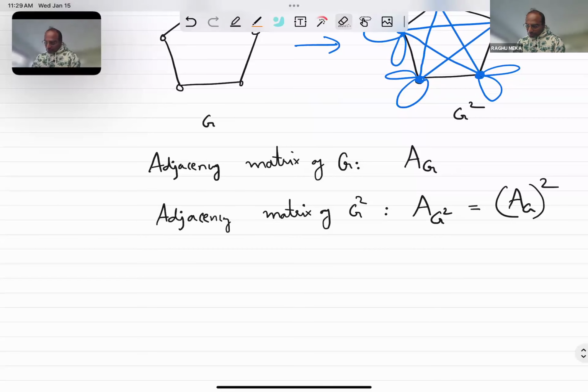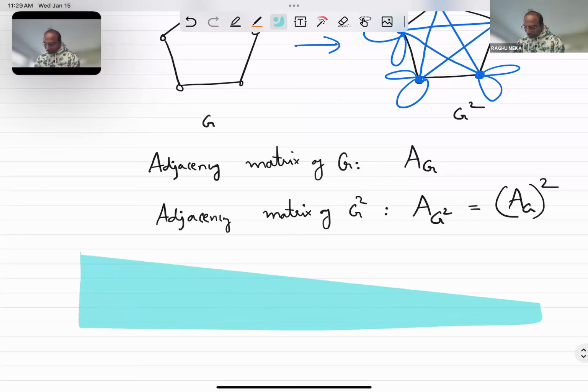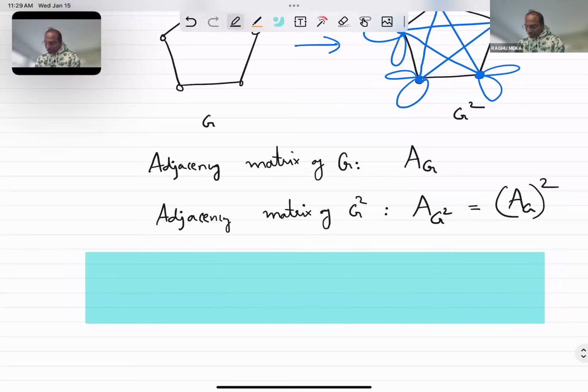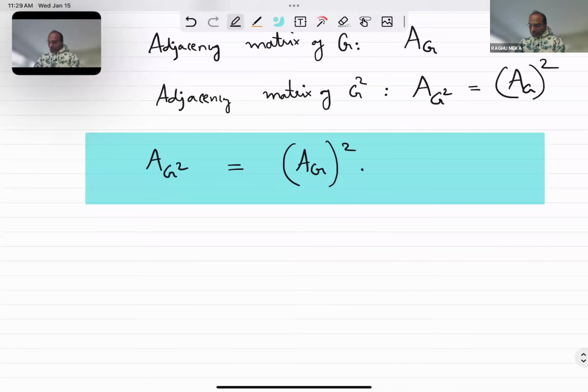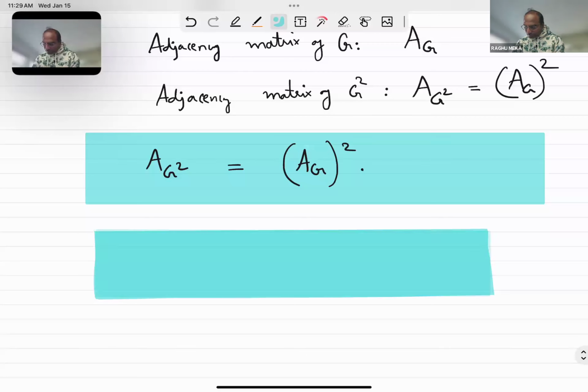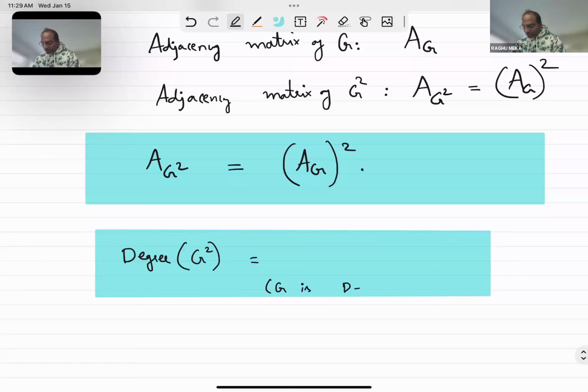Okay, so I'm not going to prove this, but it's something that you can check offline. So AG squared is exactly AG whole square, right? And not only that, how about the degree? Now, suppose G was D regular. So G is D regular. What is going to be the degree of G squared?